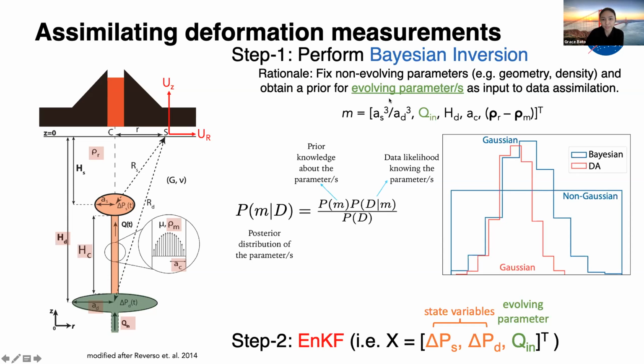For Bayesian inversion, you're not constrained in using any other kind of probability distribution function. You can use a uniform one as prior information, and you can end up having a Gaussian form. So after performing Bayesian inversion to constrain our non-evolving parameters, then we're ready to do EnKF. And for that, we only track the evolution of the state variables. For me, I would just track the evolution of the pressures and Q in, which is a parameter that may evolve or suddenly change in time.